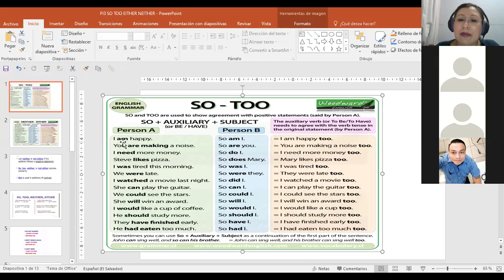Y to have, ¿verdad? To have, que ya sabemos que para he, para she, para it, es has. And it says, needs to agree with the verb tense. O sea, tiene que estar de acuerdo con el tiempo verbal. In the original statement by person A.